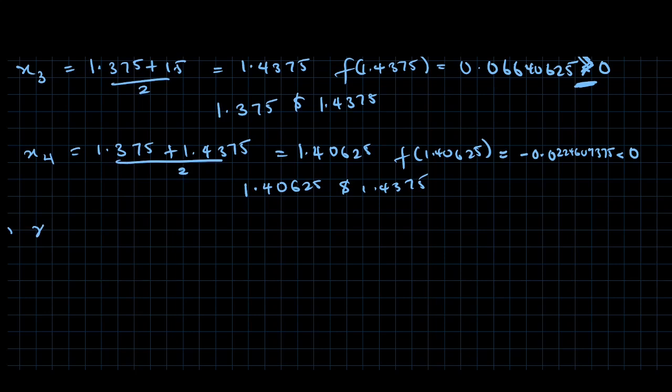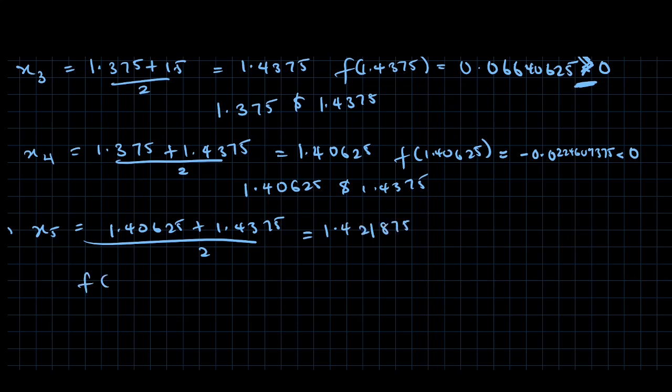We go next again. x5 is equal to what? (1.40625 plus 1.4375) all over 2. So that will be equal to 1.421875. Now if you take this into the function, it's going to be this squared minus 2, which is going to give you 0.0217285155625, which is greater than 0. We look for the last value that has something less than 0 at this point. So now we know the root lies in between this and this.